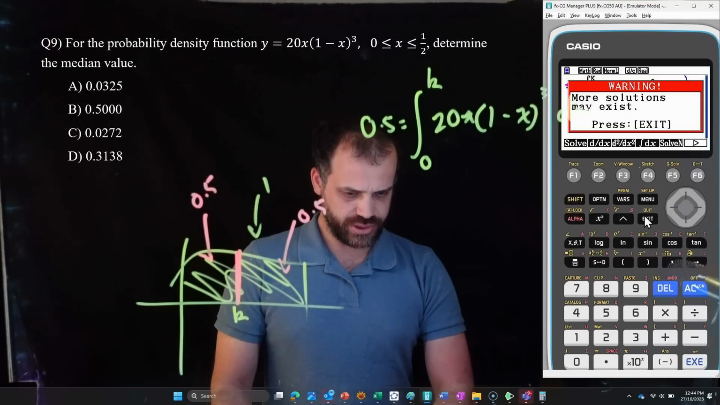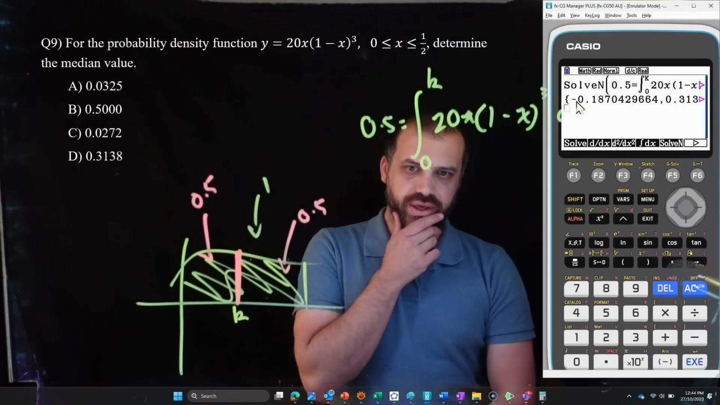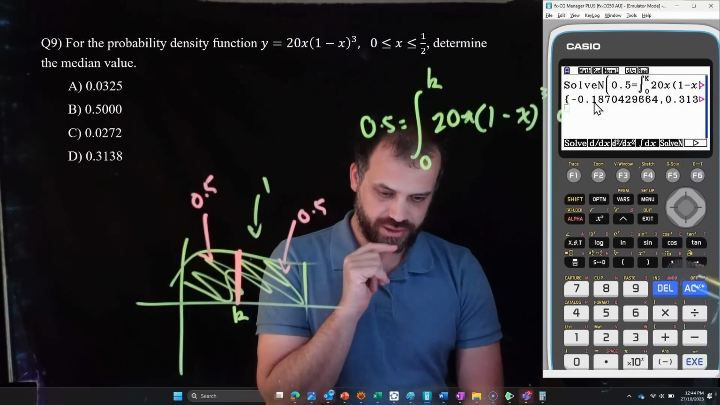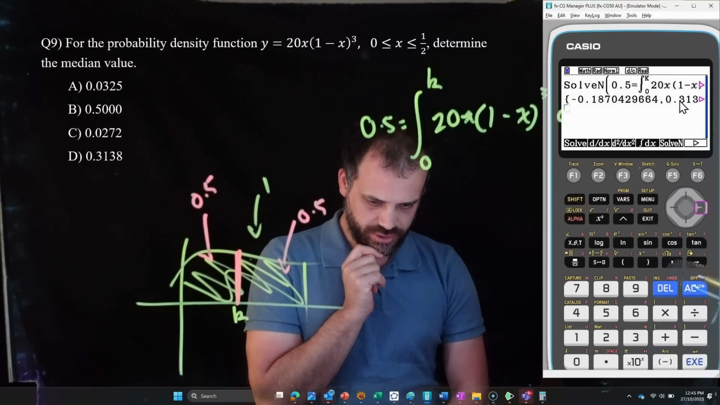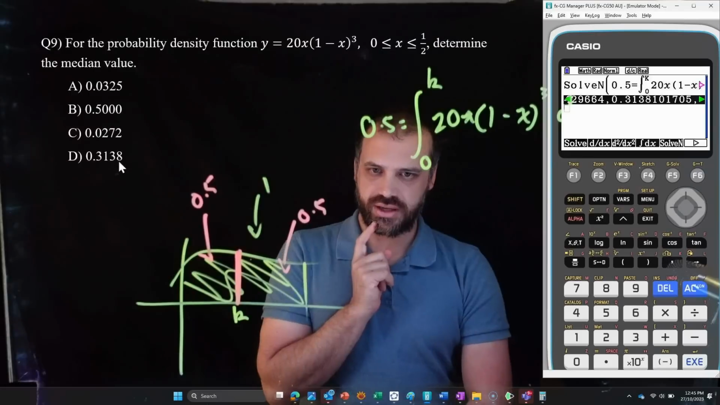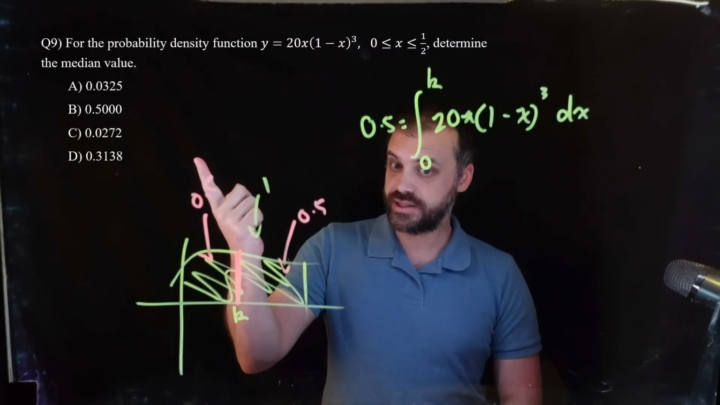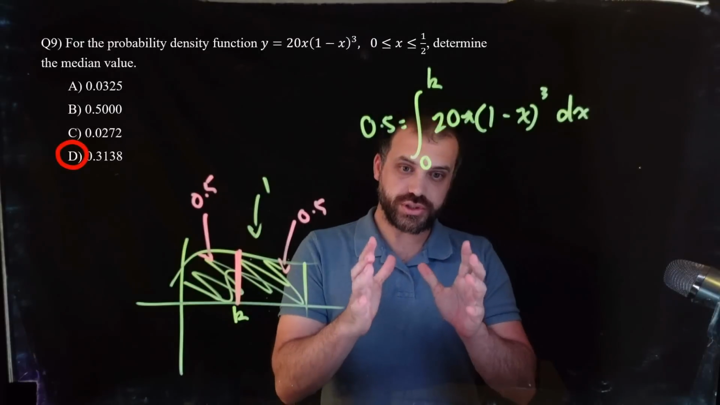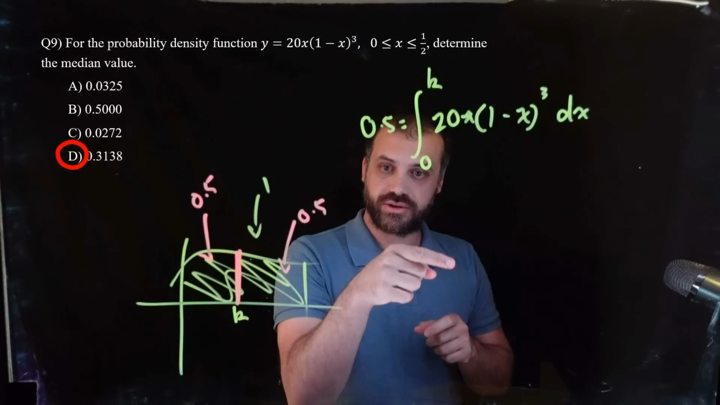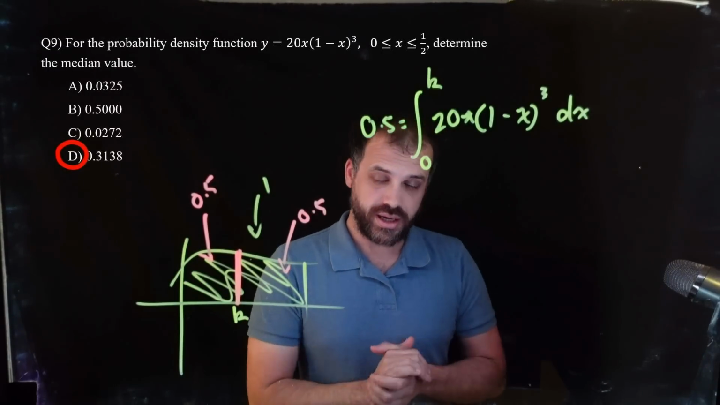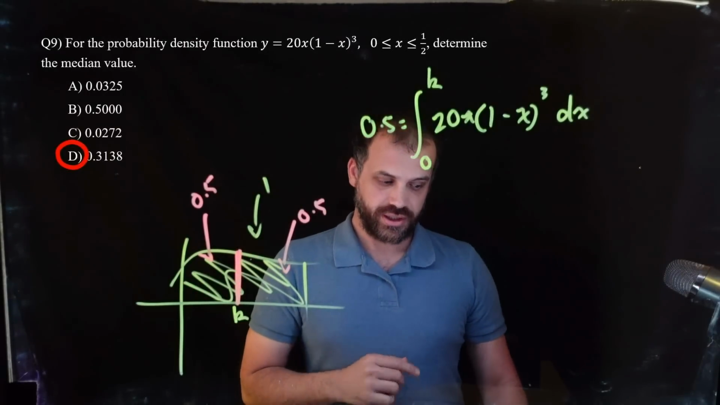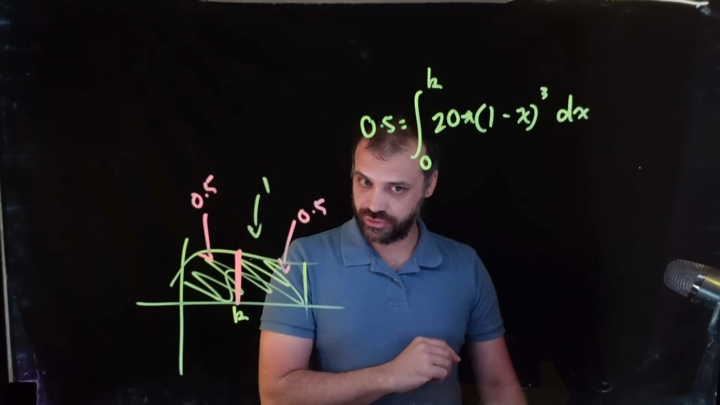All right, warning, always a warning. Okay, there are two answers here. Negative 0.18, which is outside of our domain, and 0.31381. 0.3138. So our answer is D. Now, of course, you could graph this and then find the integral between 0 and 0.3138. And I'm feeling super confident your answer will be 0.5. All right, celebration time and on to the short response.